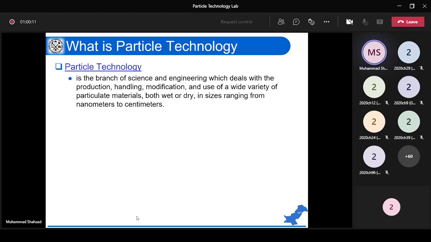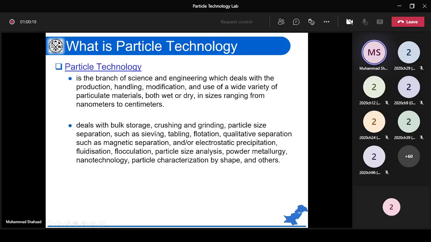Next, the processes which are involved in particles. These processes include bulk storage, crushing and grinding of the materials, particle size separation. What do you mean by particle size separation? Can anyone tell me?